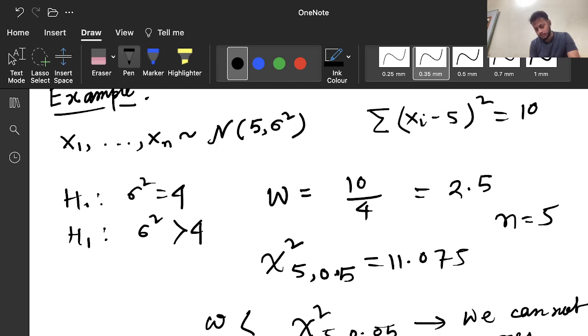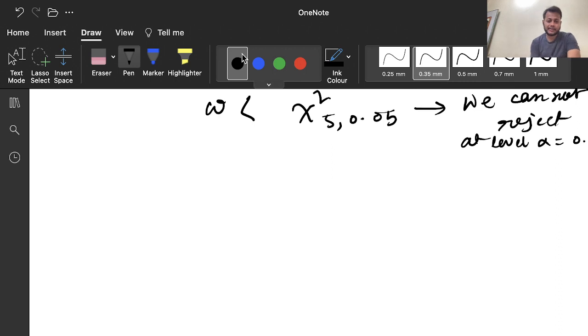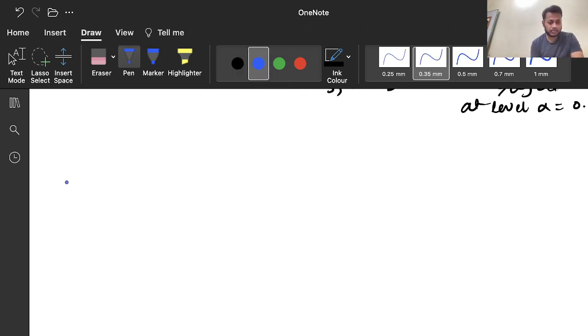cannot reject. This means actually my data point is explained by the null; my data point remains inside this region, in the 95% region of the distribution, so we cannot reject at level alpha equal to 0.05. Now let's see the second case, case 2.